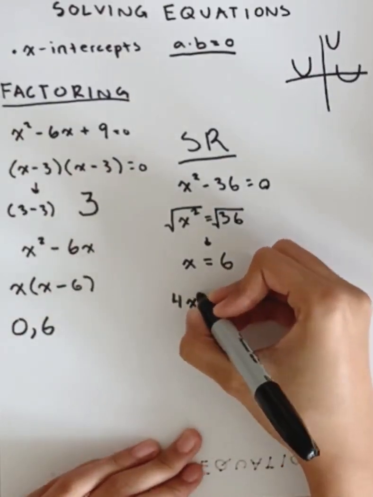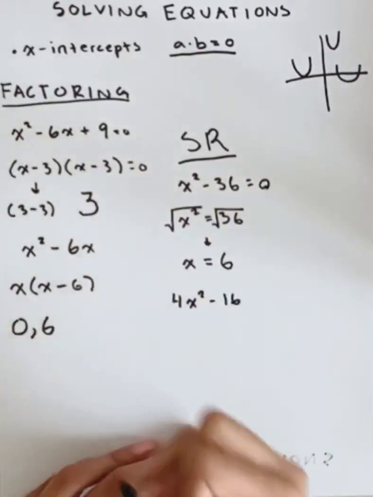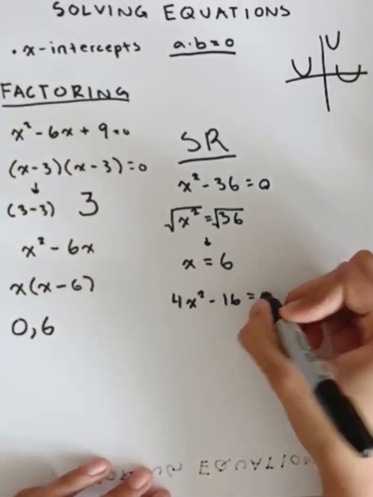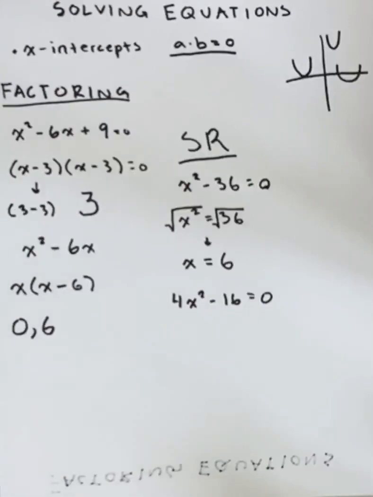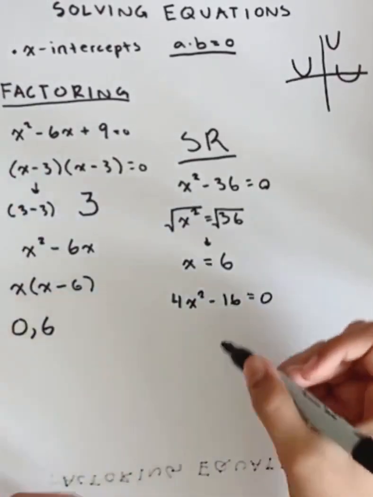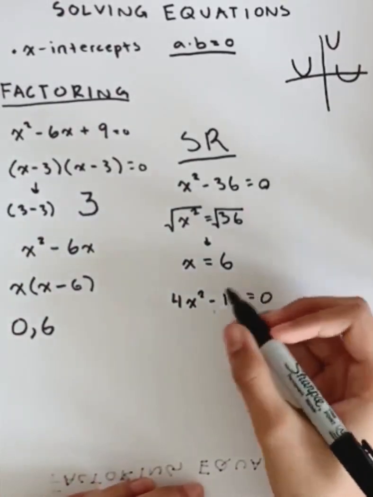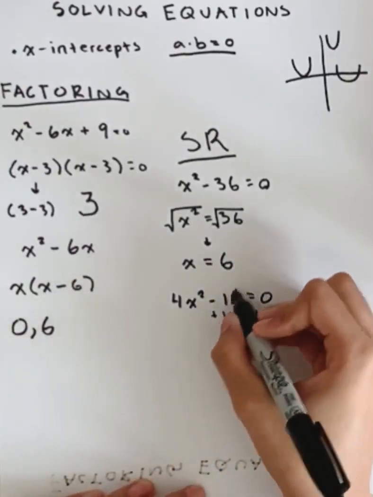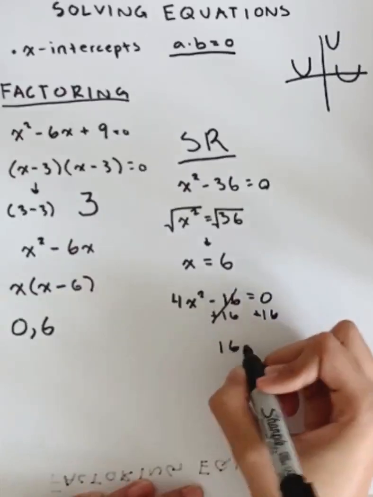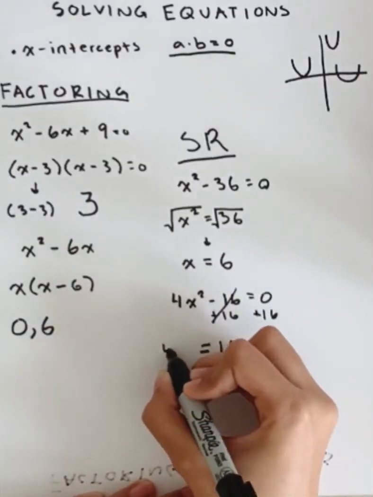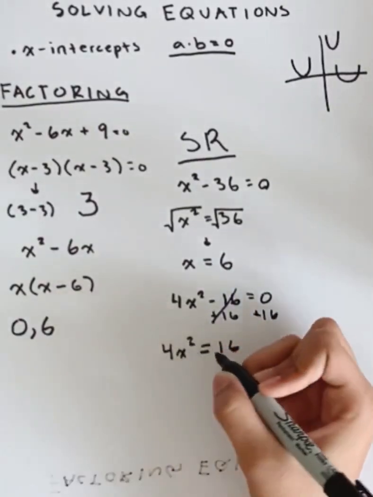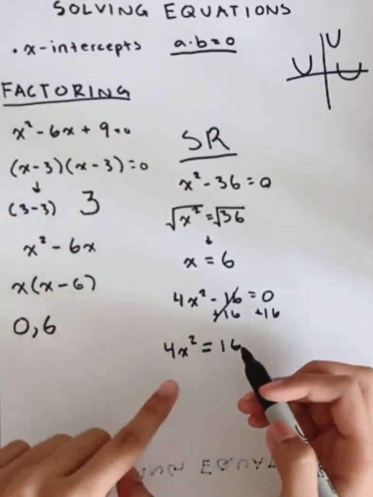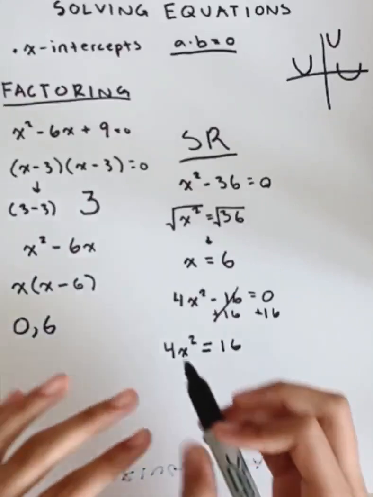4x squared minus 16. Say we had that equation equals 0. What's the first step in this? Well, the easiest first step would be to add 16 to both sides. Just cancel these out. I'm doing it step by step in case you didn't get what I did. 4x squared equals 16. And before we even square root this, the best thing to do is divide by 4, so we have x isolated.